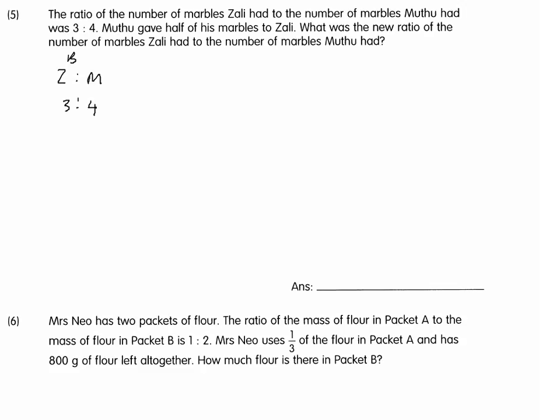Then after, since he gave away 2 units, he's left with 2 units. And how many units does Zali have? 5, right? So the answer is 5 is to 2. Next.